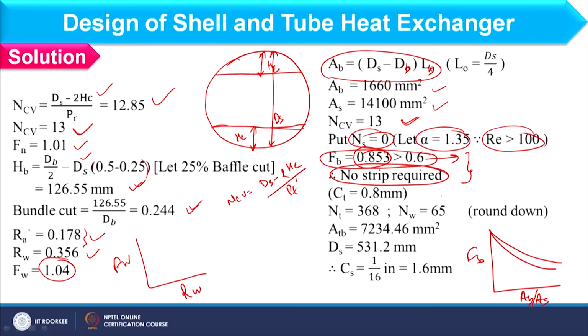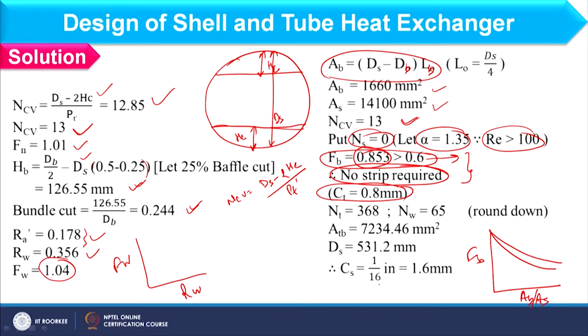So next we will find out the leakage correction factor. For that you should find out the value of ATB and ASB, right. In the ATB expression you should use CT, which is equal to 0.8 mm, which is the fixed value in all cases, and in ASB you have to find out CS value, right. So you consider CT as 0.8 mm.